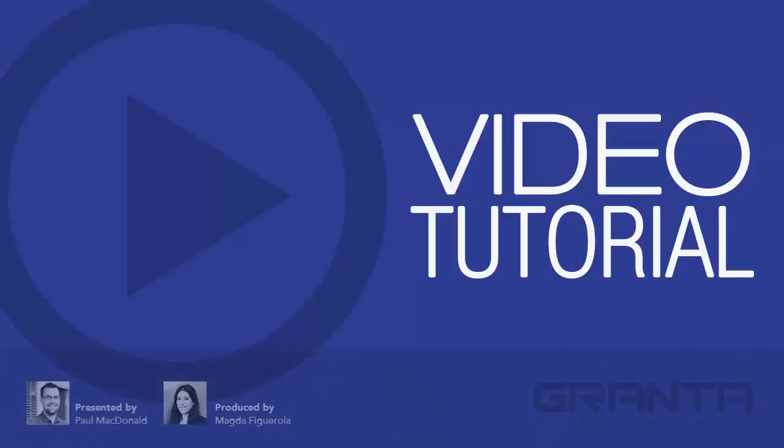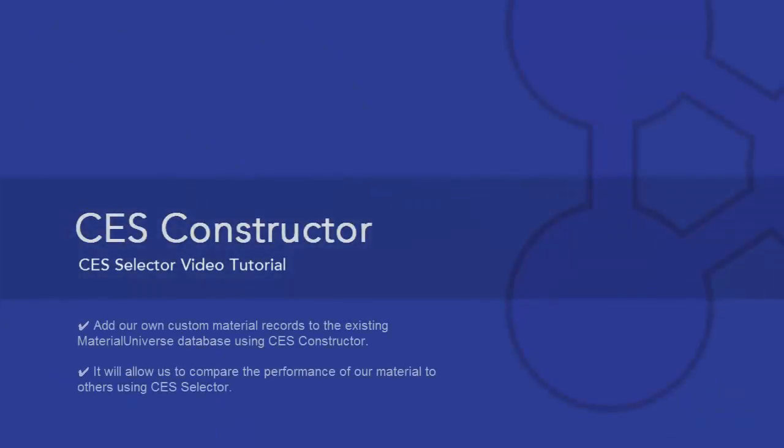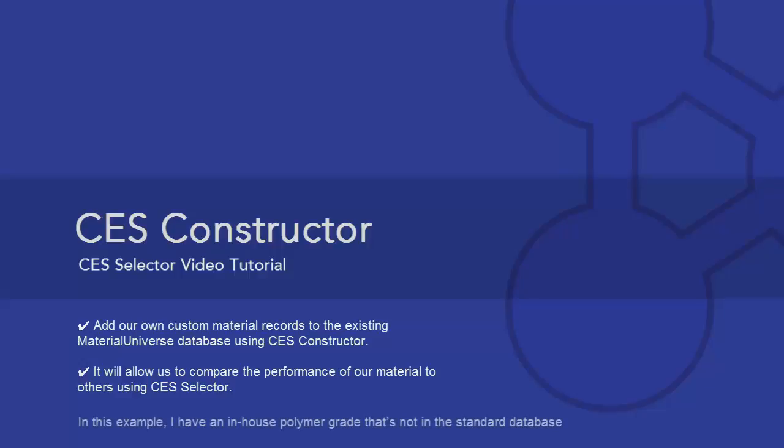This tutorial will look at adding our own custom material records to the existing MaterialUniverse database using CES Constructor. It will allow us to compare the performance of our material to others using CES Selector. In this example, I have an in-house polymer grade that's not in the standard database.